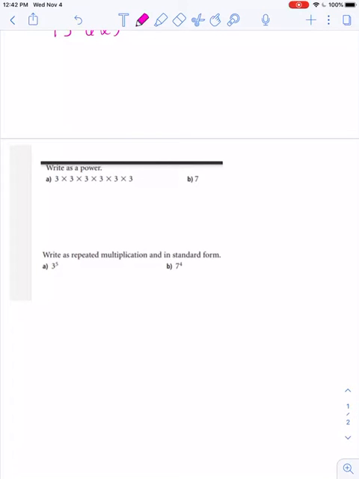Over here, it's asking us to write as a power. So the base is 3, because that's the number that's being repeated, and the number is written 6 times. So the exponent would be 6. Over here, we have 7 only once. So the base is 7, and the exponent would be 1, because it's only written there once.